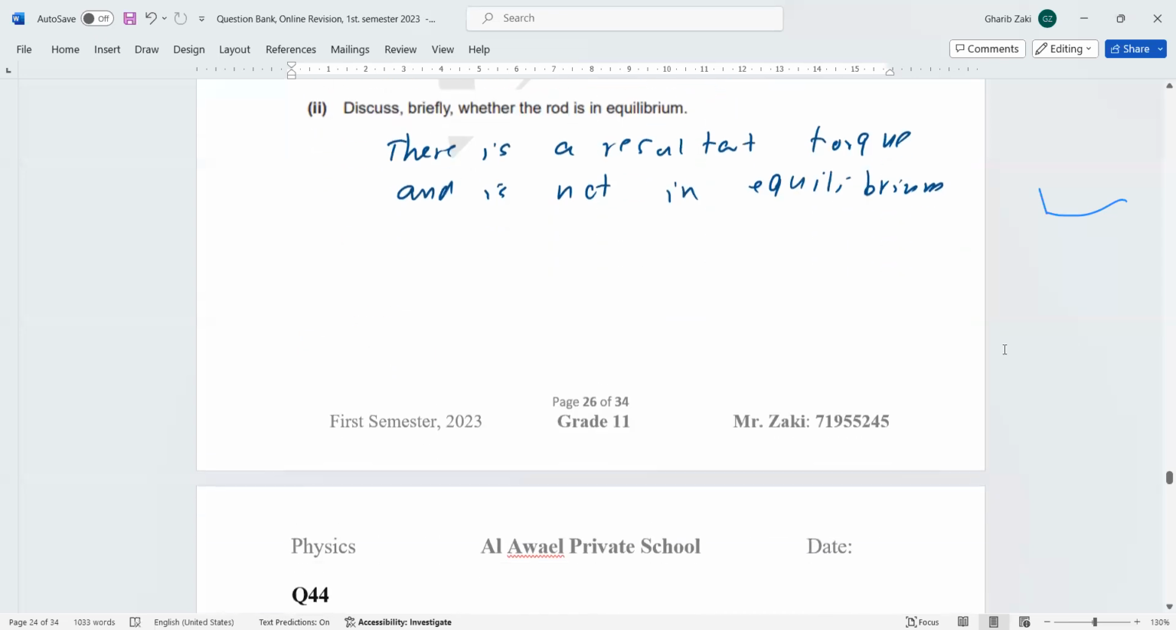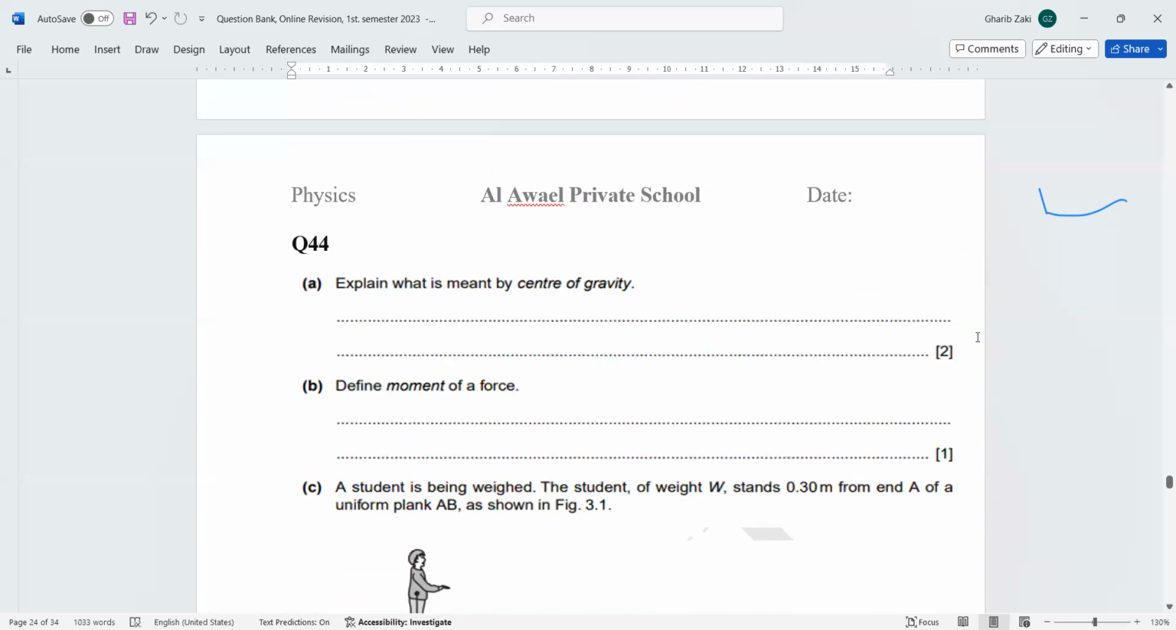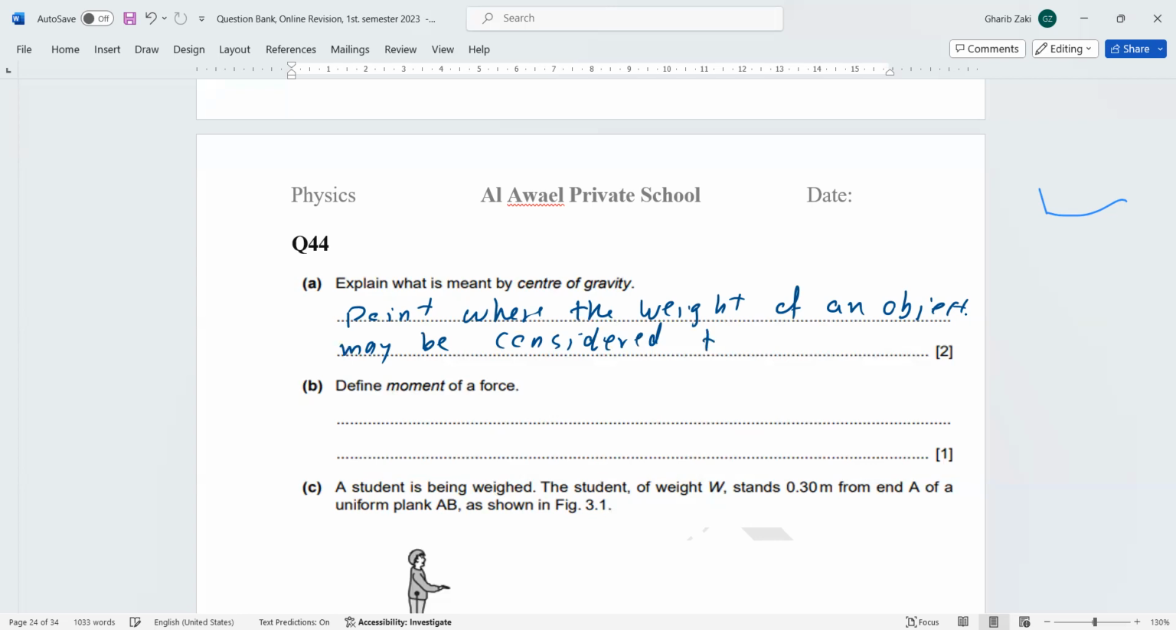Next question. They said explain what is meant by center of gravity. It is the point where the weight of an object may be considered to act.